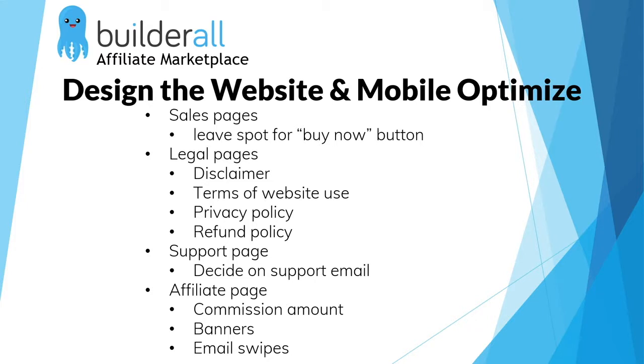And on that affiliate page, you need to explain about your product, but you also need to explain the commission amount that affiliates will get, including the full funnel and what commissions they'll get if you're developing a full funnel. You need to develop banners for them to use in their advertising, and you can even create some email swipes. So if they're doing solo ads or selling to their own list, they'll have some email swipes for your product.